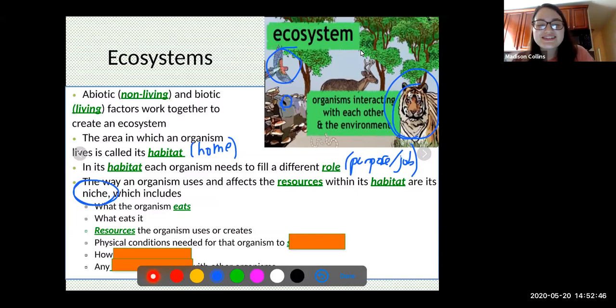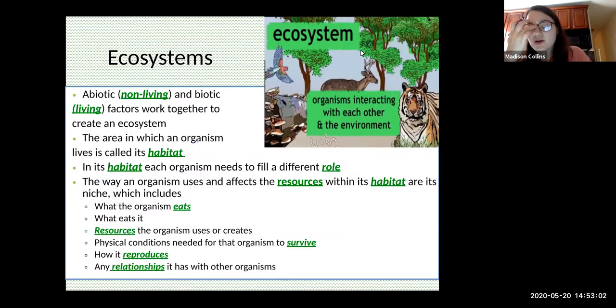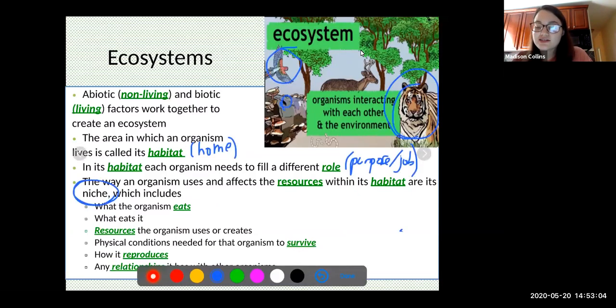the resources that the organism uses or creates, the physical conditions needed for that organism to survive, how it reproduces, and any relationships it has with other organisms. Okay, now I know that was a lot, but overall, this word niche is just talking about what purpose that animal serves in an environment.